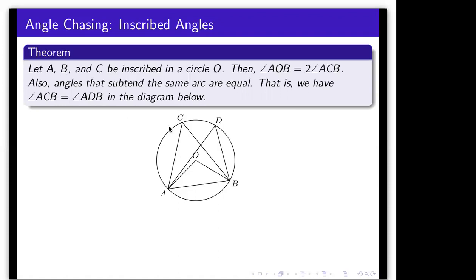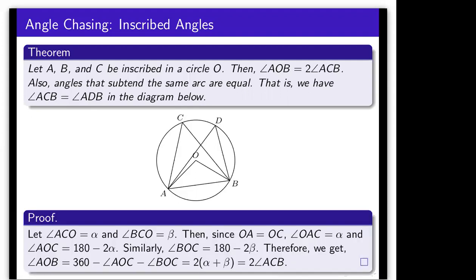To show this, we basically just use the properties of a circle. So OA equals OC and OC equals OB, so we have isosceles triangles there. If we let angle ACO be alpha and angle BCO be beta, then we also know that angle OAC is also alpha. Since the sum of the angles in a triangle is 180, we have angle AOC is 180 minus 2 alpha. That's this angle here.